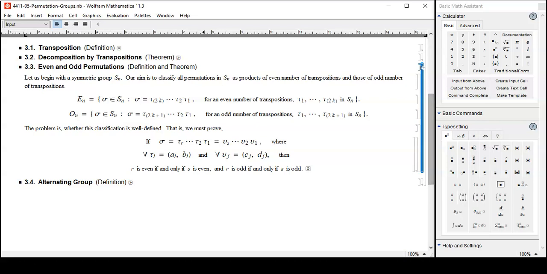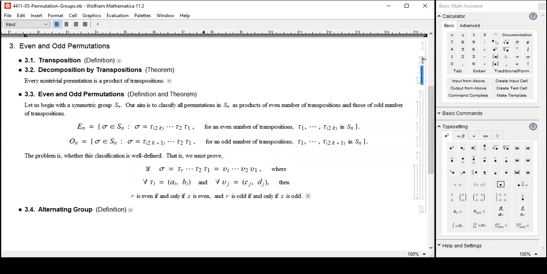Please recall that in 3.2 we established the decomposition by transpositions. Every non-trivial permutation is a product of transpositions. Remember that? But there's a problem. This product of transpositions is not unique. Also, the number of transpositions required is not unique either. What we can prove, however, is that the number is unique modulo 2. In other words, the number of transpositions required is either even or odd, not both.